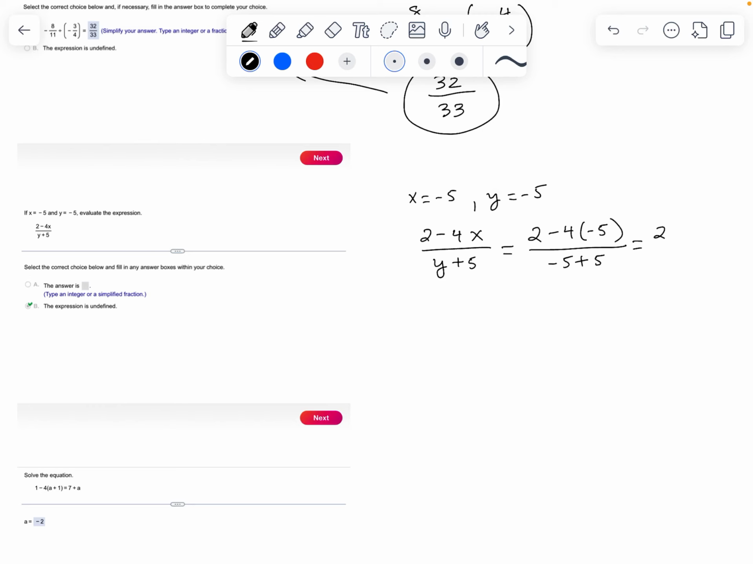So on the top, we have 2. Remember, multiplication comes first. So I will not do 2 minus 4 yet. I'll do the minus 4 times minus 5 because multiplication takes priority over addition or subtraction. So negative 4 times negative 5 is positive 20. Down here, negative 5 plus 5. On top, we get 22. Negative 5 plus 5 is 0. When we have a number divided by 0, this yields undefined.